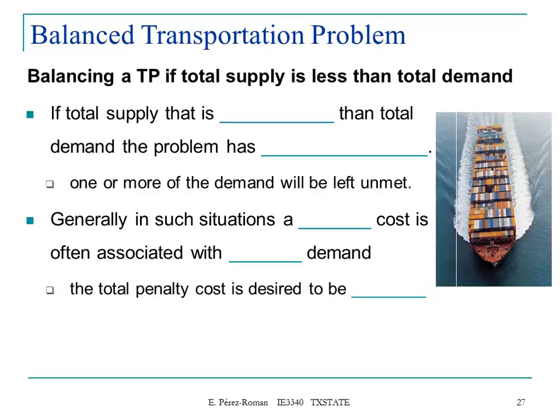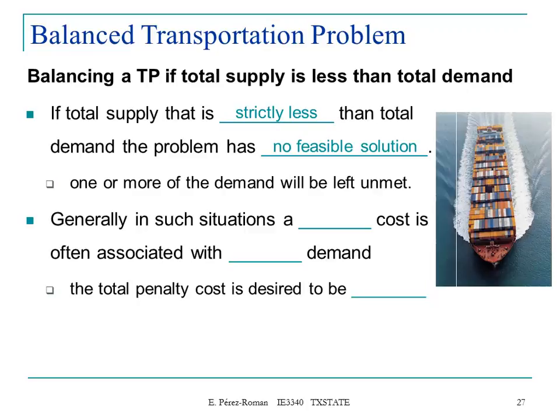Okay, now, balancing a transportation problem when the total supply is less than the total demand. That means that your demand is higher than what you are producing. If the total supply is strictly less than the total demand, the problem has no feasible solution. So if total supply is strictly less, that means that your demand is higher than your supply. In such a case, the problem will have no feasible solution because you will not be able to satisfy the demand with the supply that you have, because one or more of the demands will be left unmet.